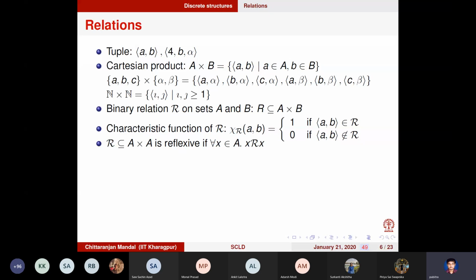Just to quickly recapitulate for people who have not done the discrete structures course. A Cartesian product of two sets is all possible tuples that you can construct using a pair of elements, one from each set. A binary relation on the sets A and B is some subset, maybe it includes everything, of the Cartesian product A and B. For every binary relation, you have a characteristic function which marks the elements of A cross B which satisfy the relation or don't satisfy the relation. That means belongs to R or doesn't belong to R.